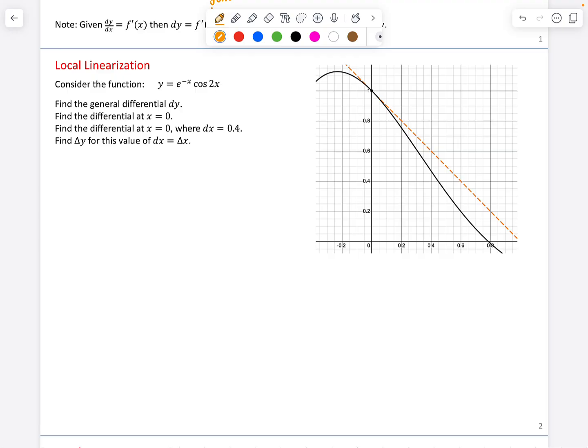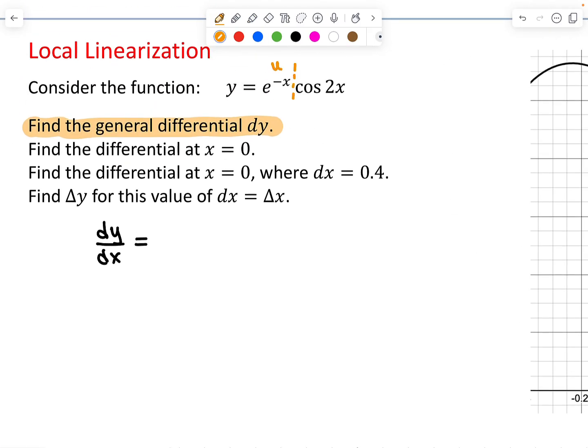Consider the function y equals e to the negative x times cosine of 2x. Find the general differential of y. So we find y prime, and I'll use dy dx for that notation. Now this function is a product of two functions, so I have to use the product rule to differentiate it. We'll do the derivative of e to the negative x using chain rule will be negative e to the negative x times the second function cosine 2x plus the first function e to the negative x times the derivative of cosine 2x, which will be, using chain rule, negative 2 sine 2x.